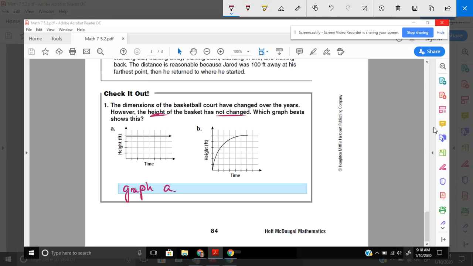Anyone know the height of a basket in basketball? How tall a rim is? It is 10 feet.